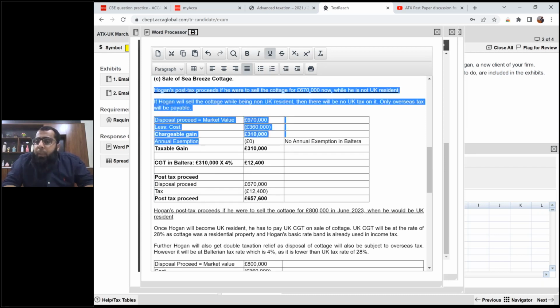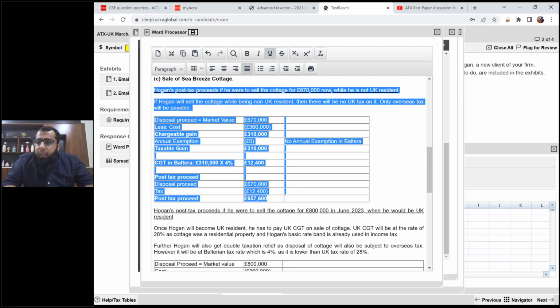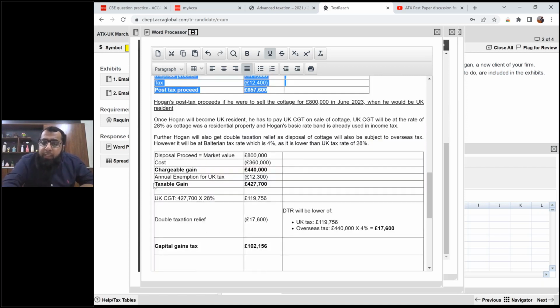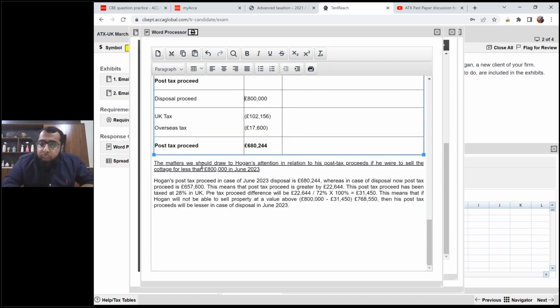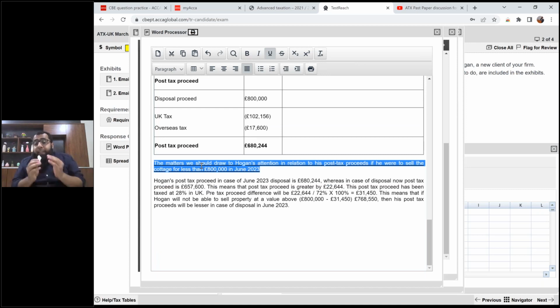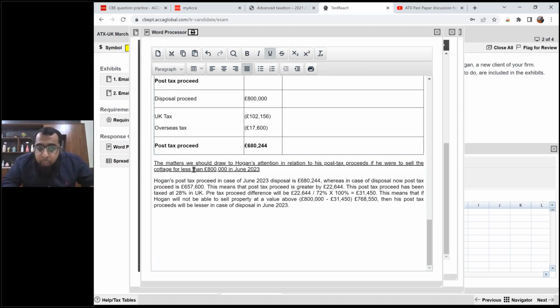Hogan's post-tax proceed if he were able to sell the cottage now. Okay, this was very easy. If he is not a UK resident, then there will be only tax in Baltira. This was very much straightforward. There was no issue in it. If he will become resident, then he will pay UK tax. There will be DTR. There was no issue in it. Now there was one question that if he were to sell the cottage below 800,000 pounds, what he should consider.